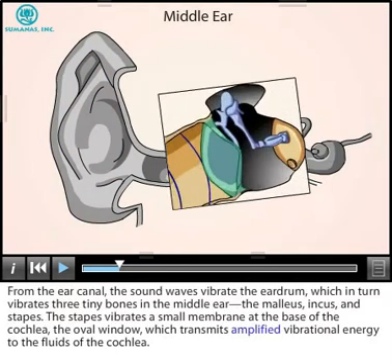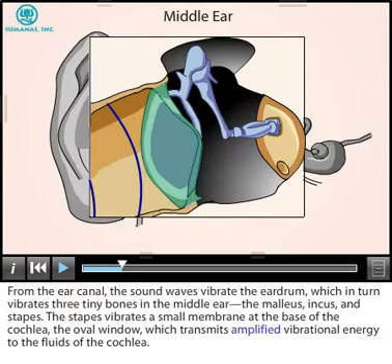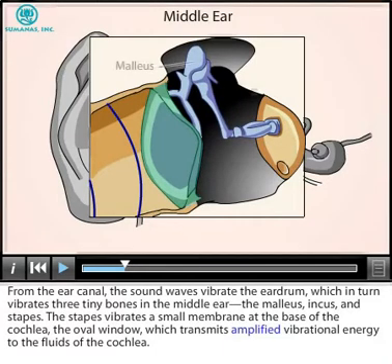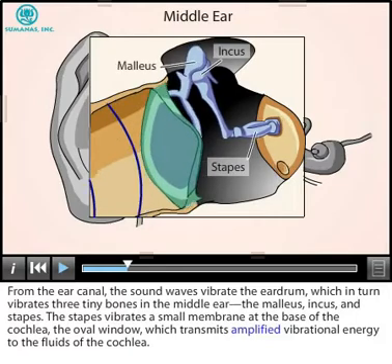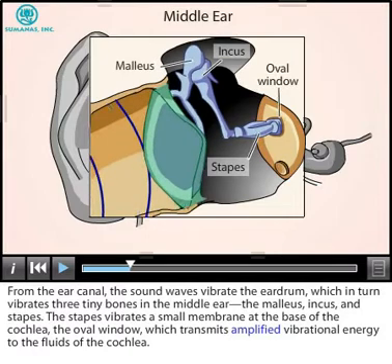From the ear canal, the sound waves vibrate the eardrum, which in turn vibrates three tiny bones in the middle ear: the malleus, incus, and stapes. The stapes vibrates a small membrane at the base of the cochlea, the oval window, which transmits amplified vibrational energy to the fluids of the cochlea.